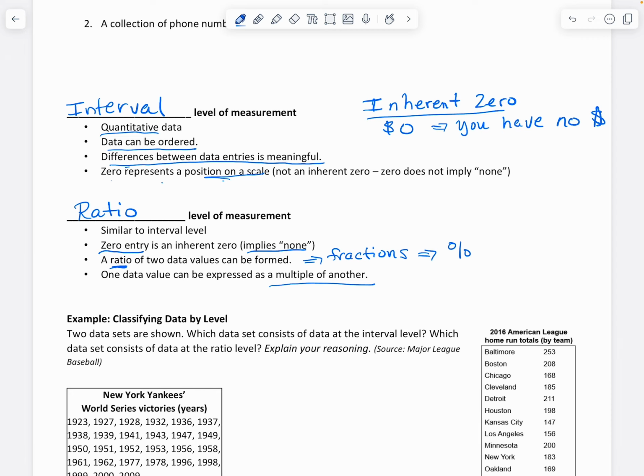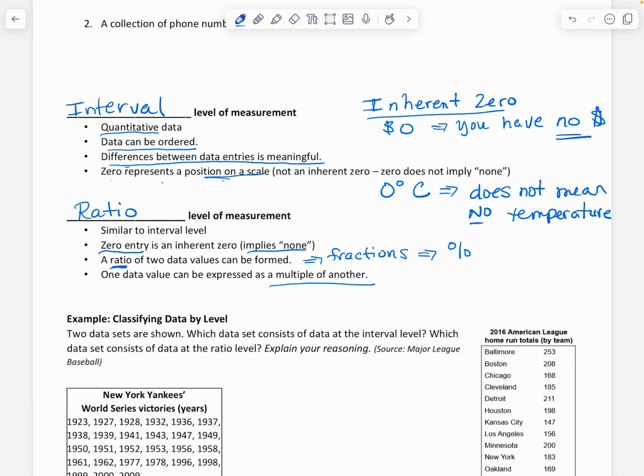All right. Versus 0 degrees Celsius. This does not mean that we have no temperature. So 0 degrees has a meaning that doesn't represent nothing. So in this case, 0 degrees, this does not mean there is no temperature.